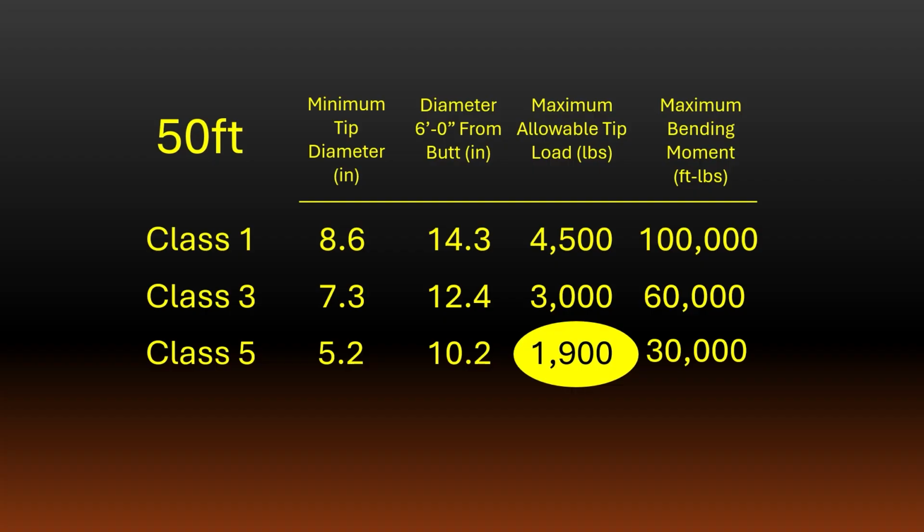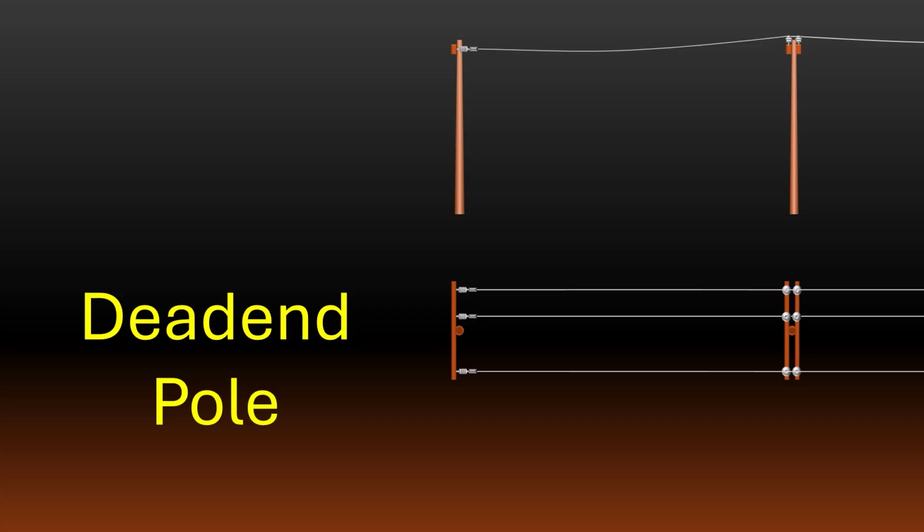Let's look at one more example. This is a dead-end pole. You can tell because the conductors are terminated at the pole and don't continue on in the other direction. They're also connected to the crossarm with a special insulator called a suspension insulator, usually referred to as a dead-end insulator. Let's assume the conductors are number 2 ACSR with a combined tension of 2,400 pounds.